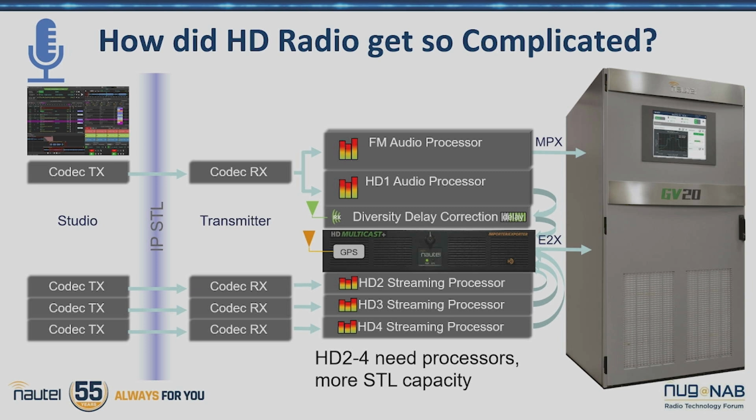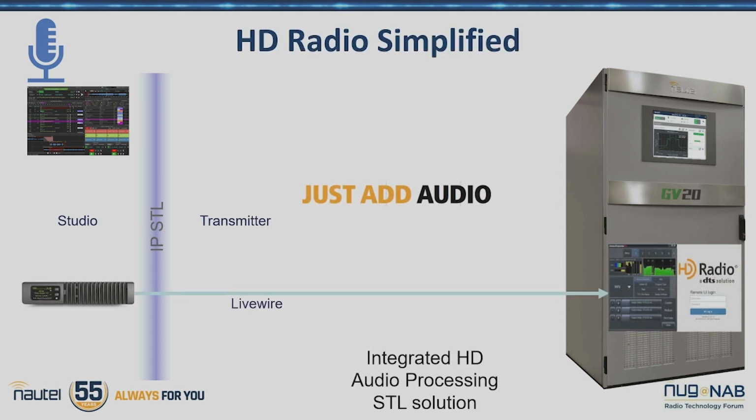All the more audio processing, more STL requirements. Now you might have to have a diversity delay correction box in play. And of course, then the transmitter itself has power levels and things like that. There's a lot of complication there. How can we make that simpler? So now we have everything in the transmitter. Essentially, you just give it live wire audio, and we take care of the rest.